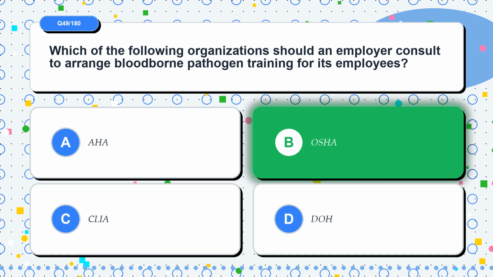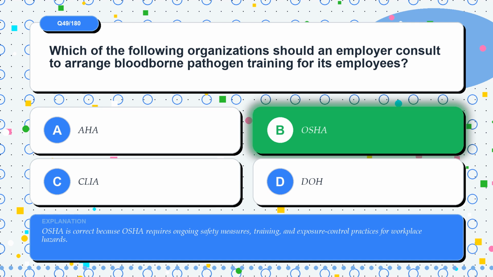The correct answer is option B. OSHA. OSHA is correct because OSHA requires ongoing safety measures, training, and exposure control practices for workplace hazards.